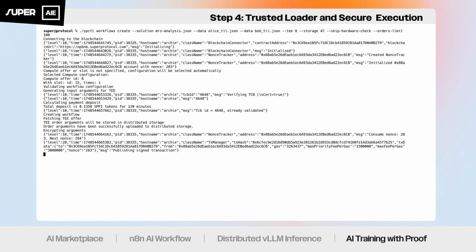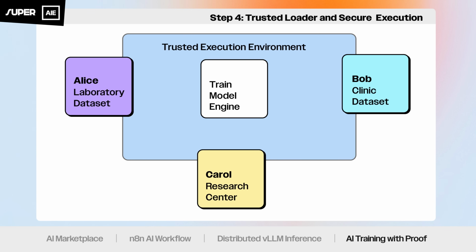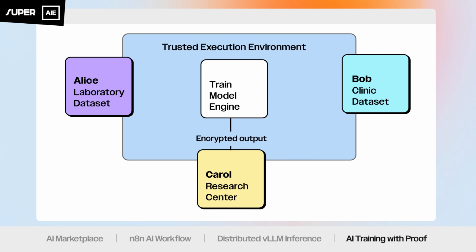Data and the engine are only ever decrypted inside the TEE. Even the participants cannot access them during execution, and everything is protected from other parties, including the owner of the system executing the training. Only Carol receives the encrypted output, the newly trained model and artifacts. Encryption keys never leave the TEE, so Alice, Bob, Super Protocol, and the hardware vendor remain blind to the results.